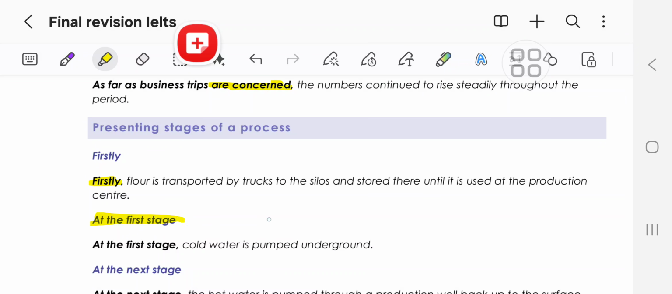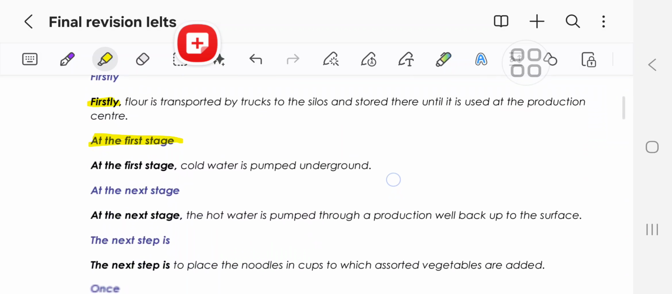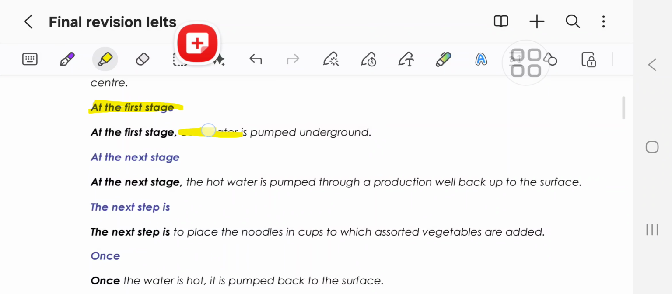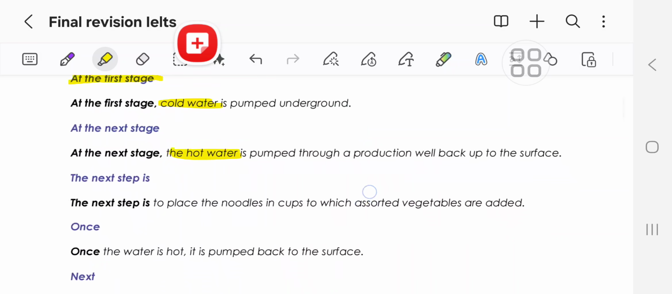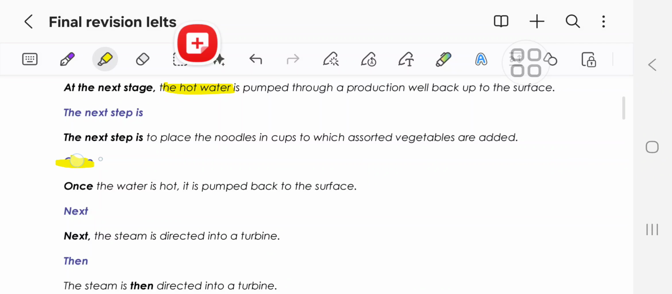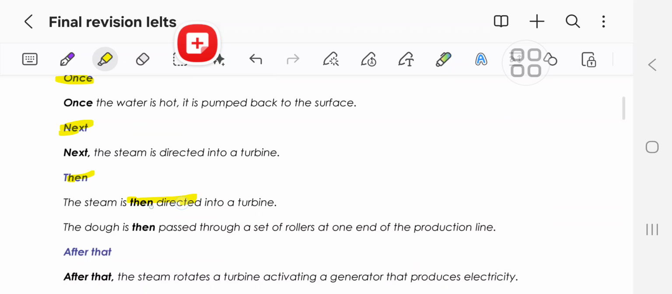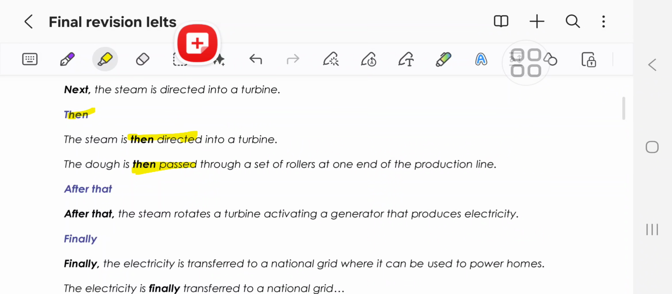At the first stage, cold water is pumped underground. At the next stage, okay, the hot water is pumped through the production well up to the surface. In the next step, once the water is hot, it is pumped back to the surface. So these are what you can use for a process. Next, comma, the steam is directed to the turbine, then passed through something. After that, comma, the steam rotates the turbine.